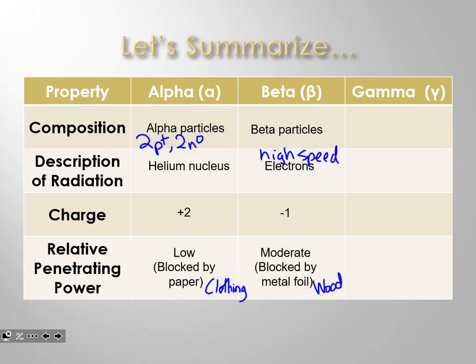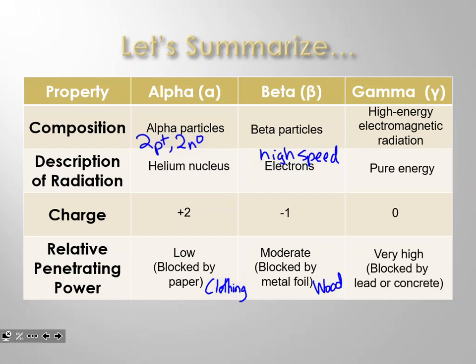Last but not least, our lovely gamma radiation. Our gamma symbol is a Y, it looks like a Y. High energy electromagnetic radiation, which is just pure energy. There is no charge on it, and it has relatively very high penetrating power, which can be stopped by lead or concrete.